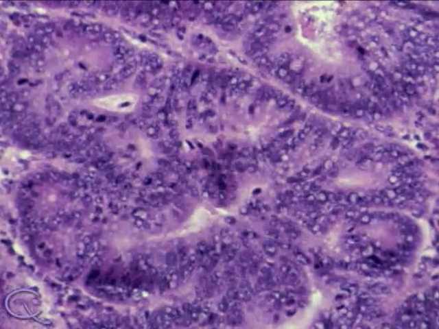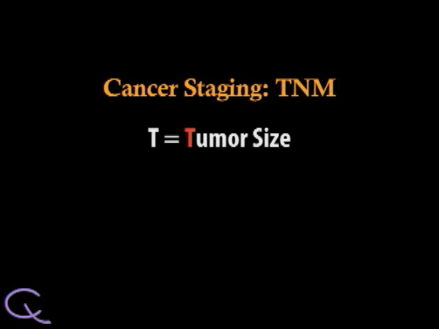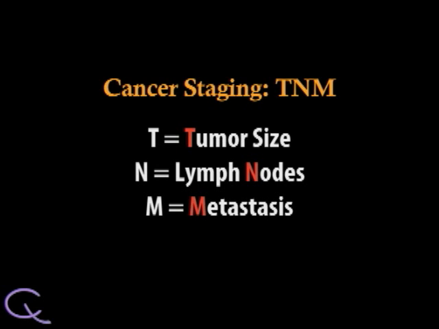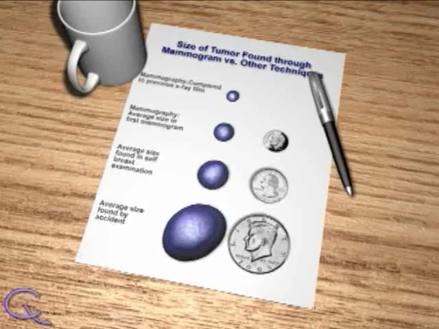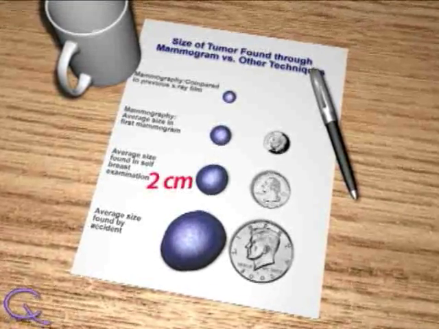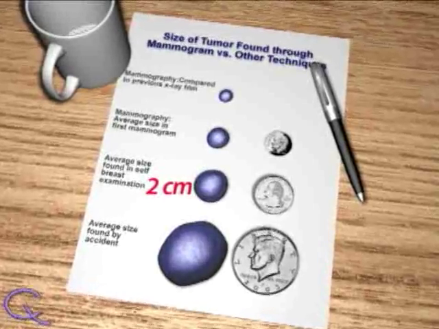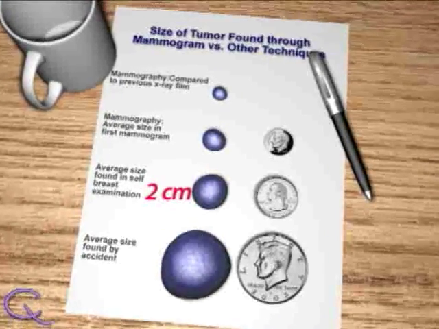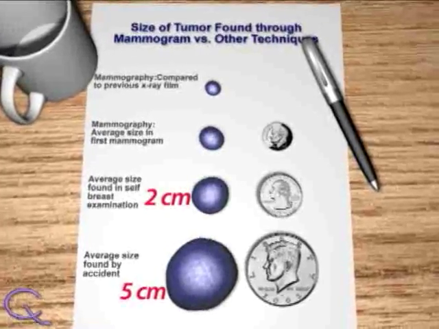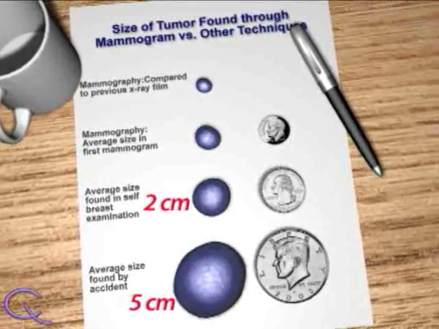One of the most common ways in which cancer is staged is known as TNM. T stands for tumor size, N for the involvement of lymph nodes, and M for metastases, or the presence of cancer at sites outside of its original location. Tumor size is an important indicator of 5-year survival rates in breast cancer. Patients with tumors less than or equal to 2 centimeters have a 92% survival rate. But for those with tumors greater than 5 centimeters, survival rates drop to 65%.